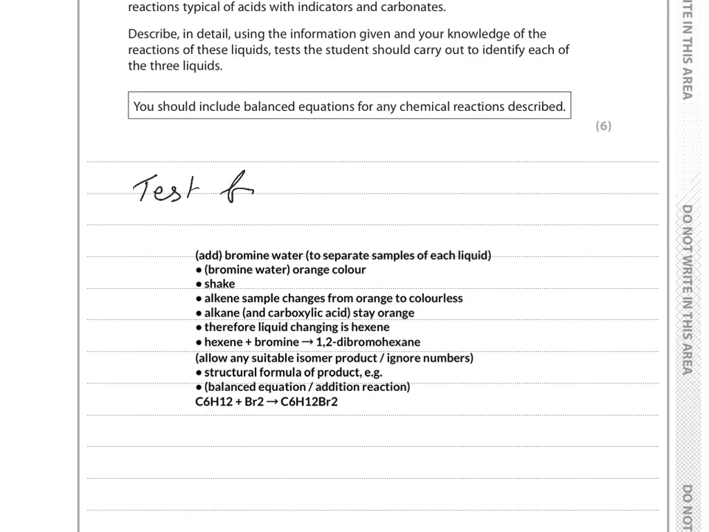So first of all, test for alkene, and what you do is you add bromine water. So add bromine water to the liquid. Bromine water is an orange colour, and you shake it, and if it's an alkene, then the solution changes from orange to colourless, and if it's an alkane, it stays orange, but also if it's a carboxylic acid, it stays orange, and that's the key bit to the test.